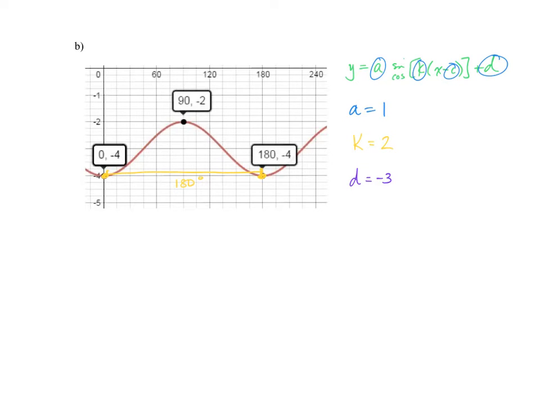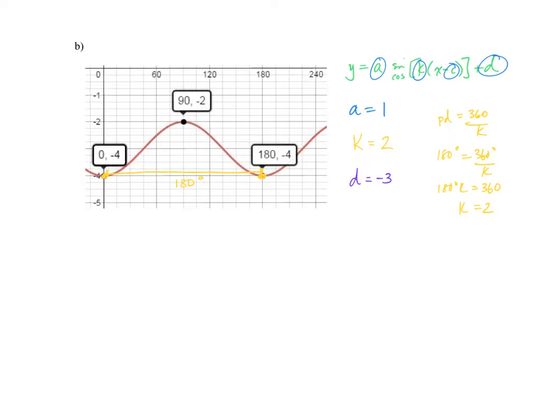Again, though, a lot of people are going to use the relationship that my period is 180, multiply out your k, divide out your 180, and algebraically solve for k. There's our 2, and we are good.